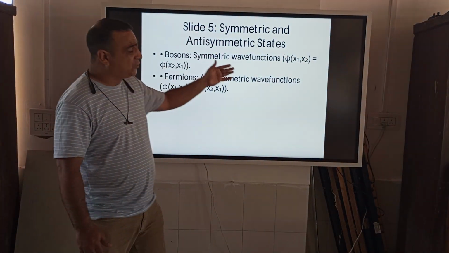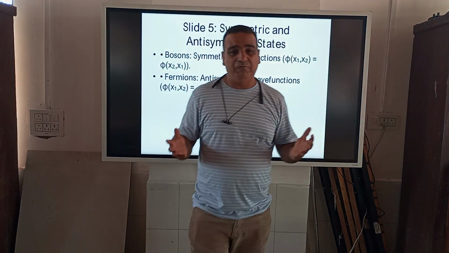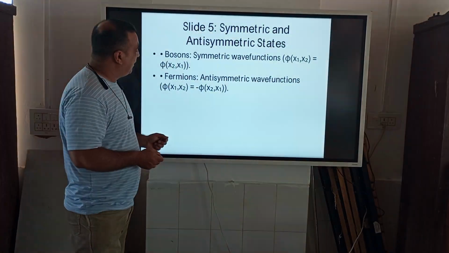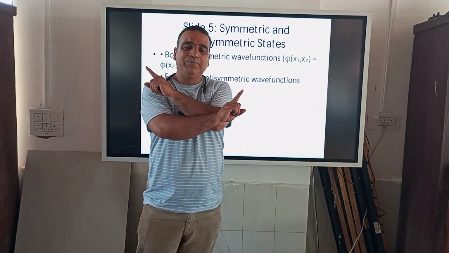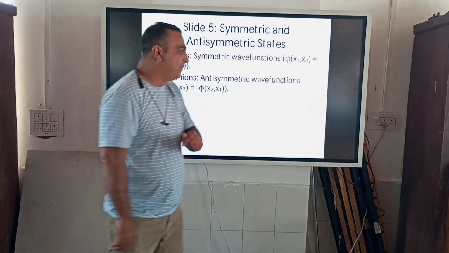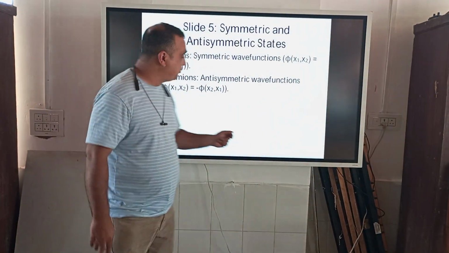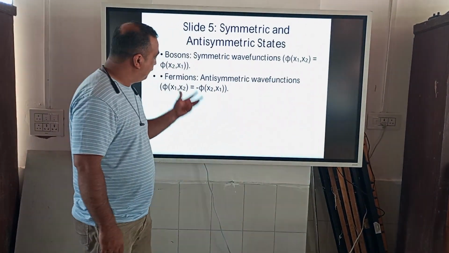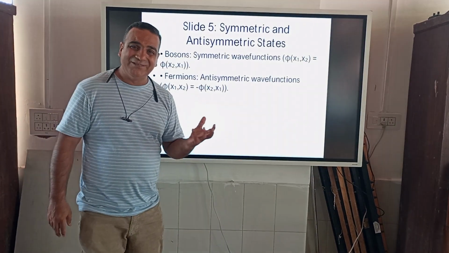So we have the symmetric wave function, where exchanging the particles does not change the sign of the wave function. But in the framework of fermions, if you exchange the particles, what you find is a sign change in the wave function. This sign change leads us to the anti-symmetric wave function, and fermions are examples of following the anti-symmetric wave function, following Pauli's exclusion principle.